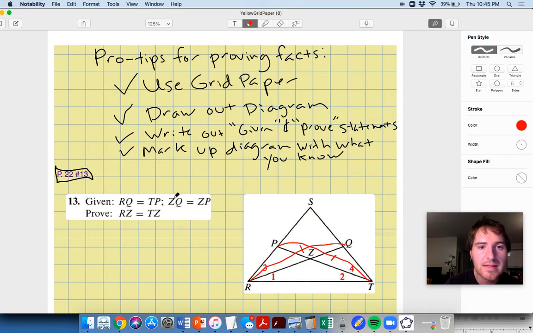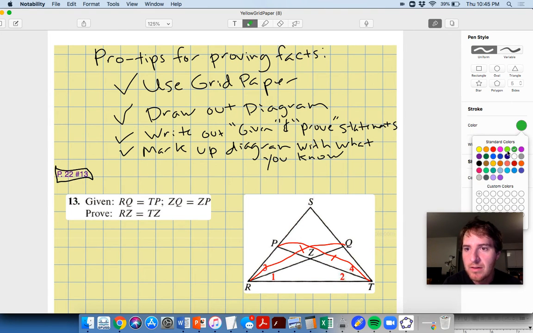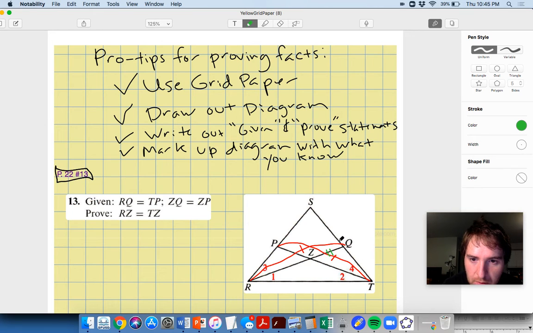And we also know that ZQ is equal to ZP. So I can mark that one up maybe a little bit more cleanly right here using green. ZQ between those 2 points here. So 2 tick marks are there and 2 tick marks are between PZ. So I know that that part and this whole are going to be the same as that part and this whole.